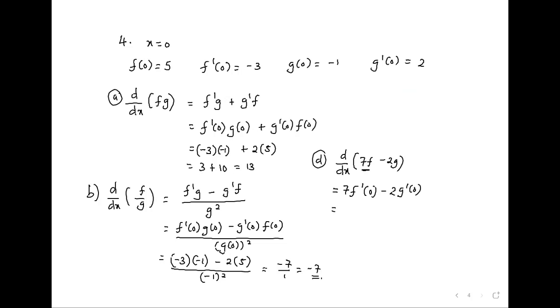Then now, whatever it is after we differentiate it, we substitute 0 where there's x. So we are given this. So we have 7 by minus 3 minus 2 by minus 1. So we get minus 21 plus 2, which is minus 19, like that.